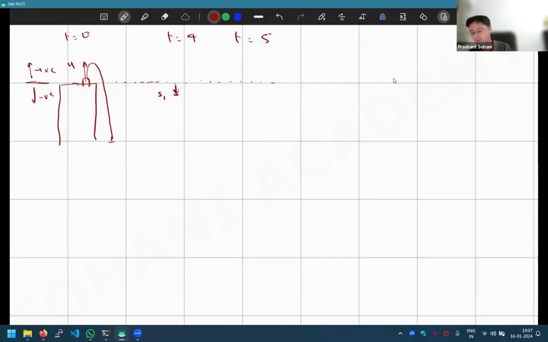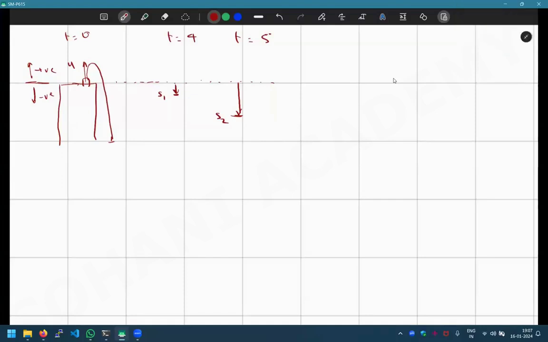And after that, at t equal to 5, the object will fall even further. So let us say at this point, the displacement is S2. Okay, so this is the setup that we know. So Athar, you want to continue from here? What do we do next?